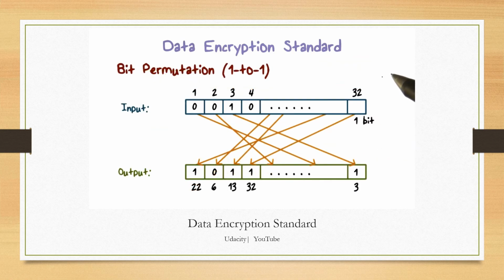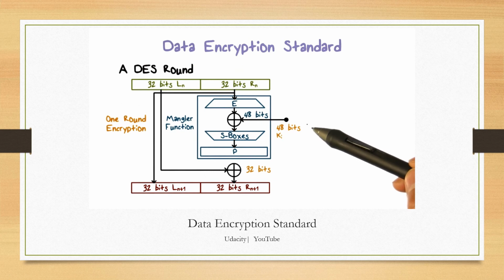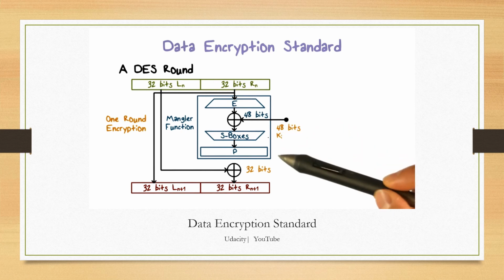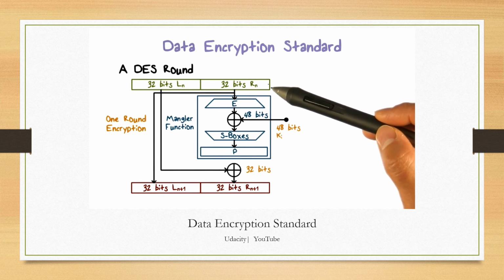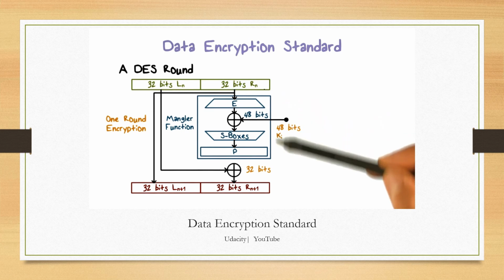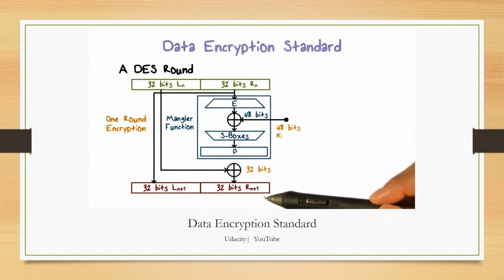Recall that diffusion is one of the principles in encryption, and it is typically achieved through permutation. In DES, permutation works by changing the positions of the bits. Recall that DES has 16 rounds of operations. Each DES round has the same operations and uses a different per-round key. Each DES round takes as input the ciphertext produced by the previous round and outputs ciphertext for the next round.